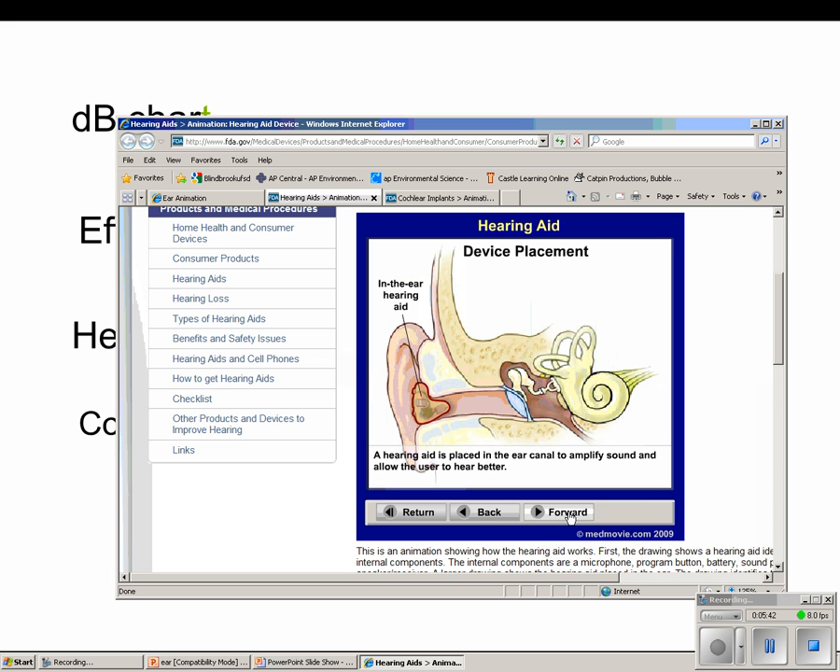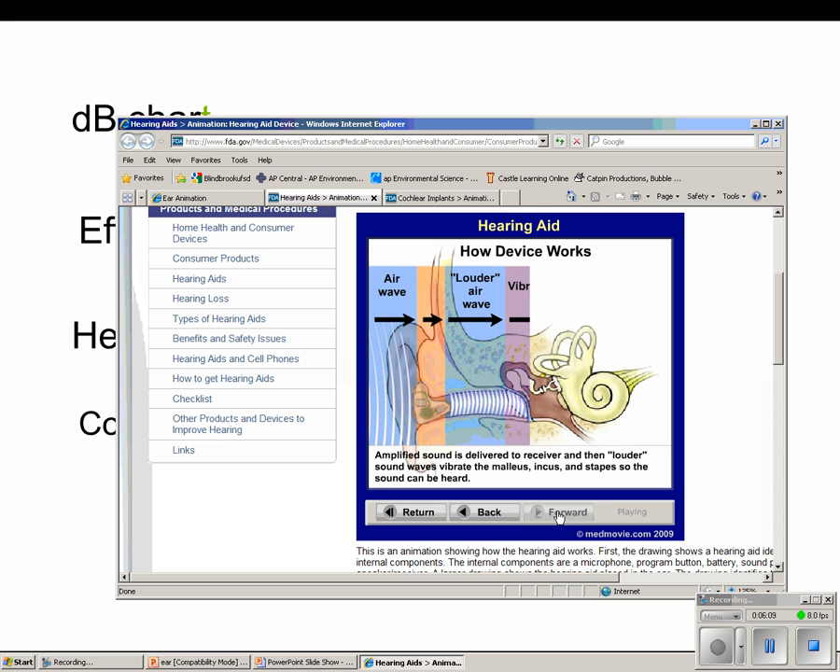What happens with a hearing aid is you put it in, and it's placed in the ear canal, and it amplifies the sounds to allow you to hear better. Air is going to come in, and it's picked up by that microphone, and then it's amplified by the sound processor in the hearing aid, and then the sound is delivered to the receiver, and then the louder sound waves vibrate the small bones here, the malleus, incus, and stapes, so the sound is actually heard. Okay, so then we have what looks like normal hearing again.